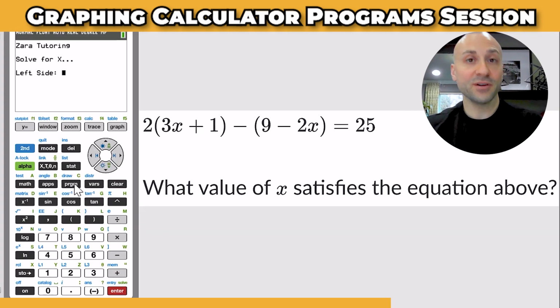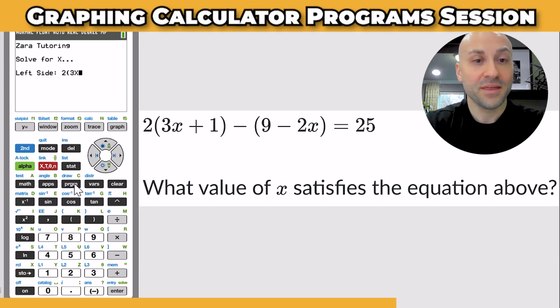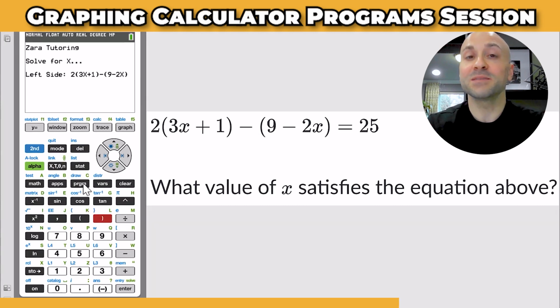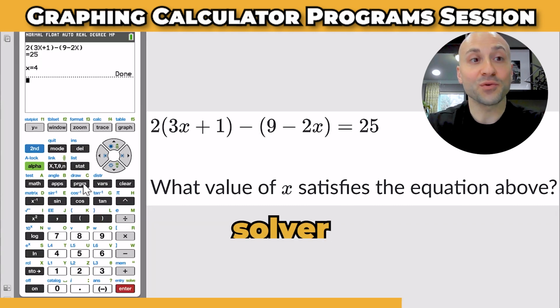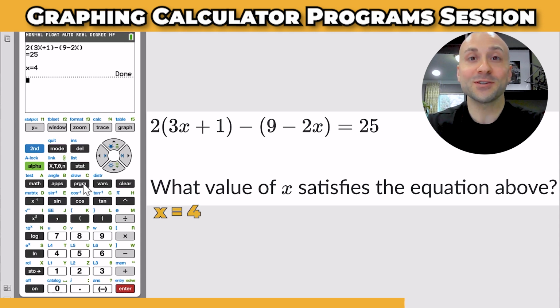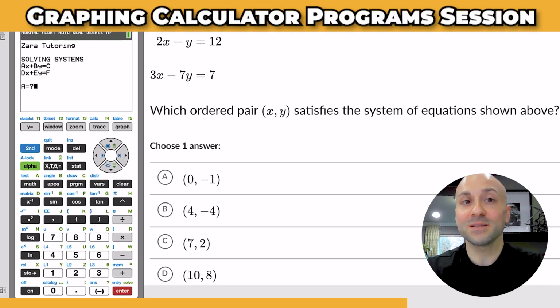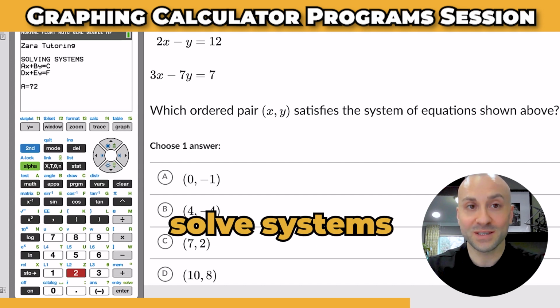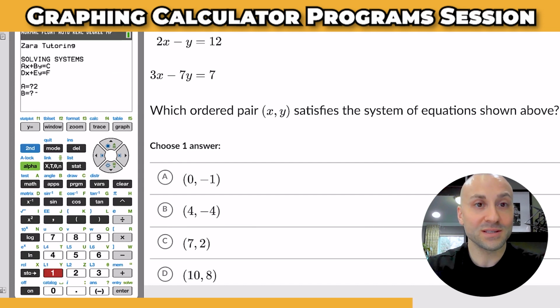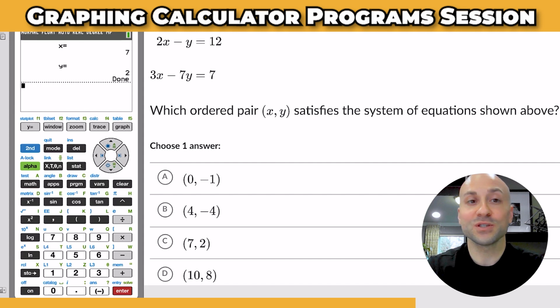Here I have a linear equation, which means x is to the first power. And so I could just go ahead and type in the left side into my program solver, as well as the right side, and I get my answer is 4. In this case, I have a system of equations, so I'm going to use solve systems, type in the coefficients of the top equation, as well as the coefficients of the bottom equation, and I get my ordered pair is 7, 2, making the answer C.